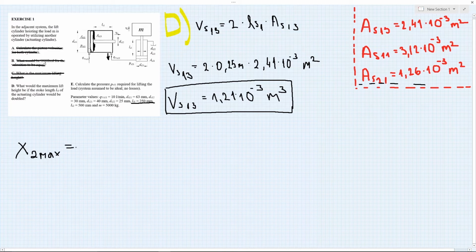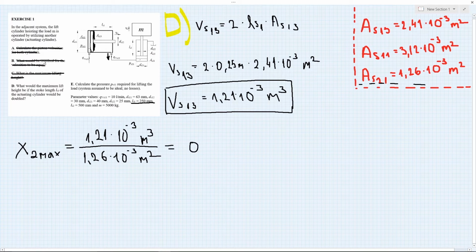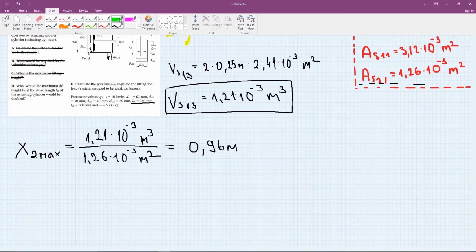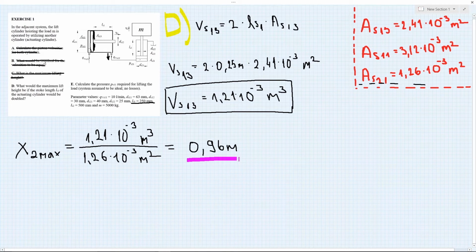With this volume, so 121 times 10 on the minus 3 meters cubed divided by the surface area of piston number 2, 126 times 10 on the minus 3 meters squared, and that comes to 0.96 meters. But one second, it does come to 0.96 meters, and that's 960 millimeters.